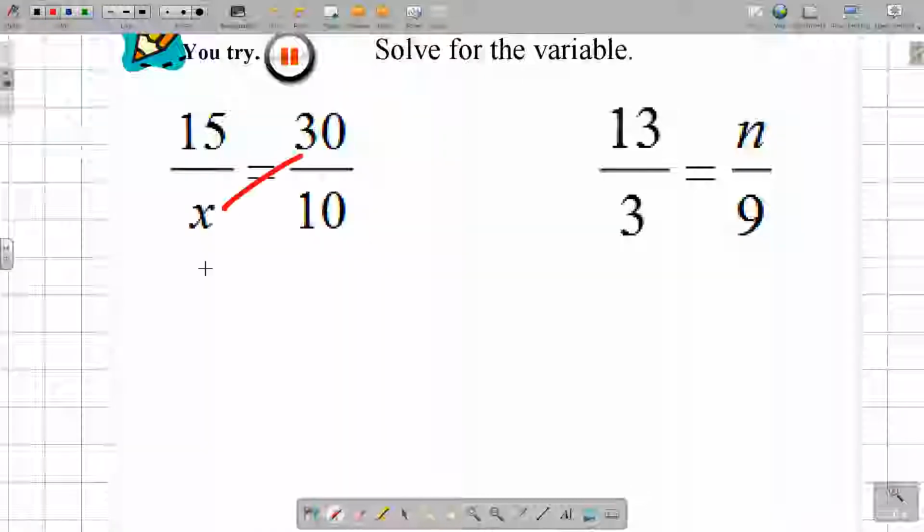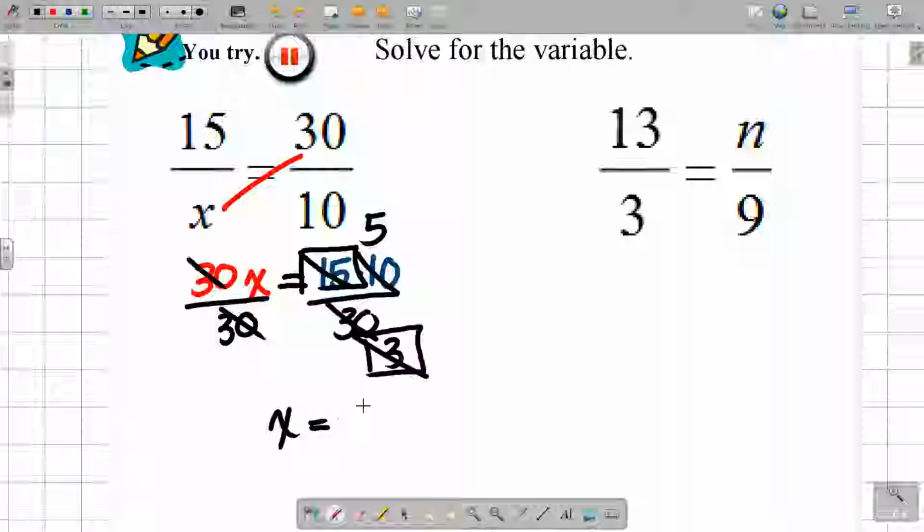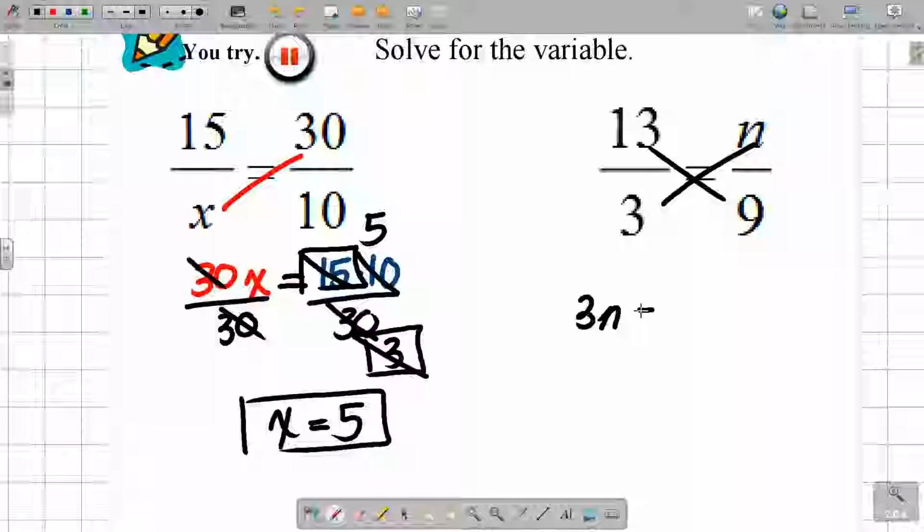So we should have cross multiplied. Key to multiplying is not multiplying, so instead I just do this. 10 goes in there 3 times. I have a 3 and a 15. 3 goes in there 5 times, so x equals 5. If you multiply 13 and 9, you wasted your time.